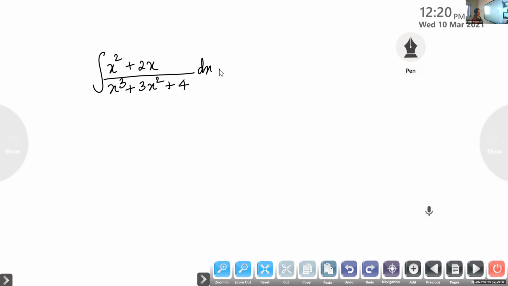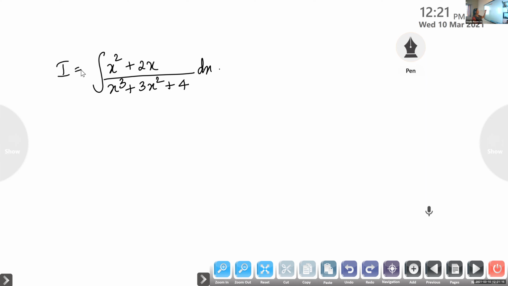How to do this one, children? In the previous question we expanded using the identity a plus b the whole square. So here, how can you do this? The integral of (x square plus 2x) by (x cube plus 3x square plus 4).